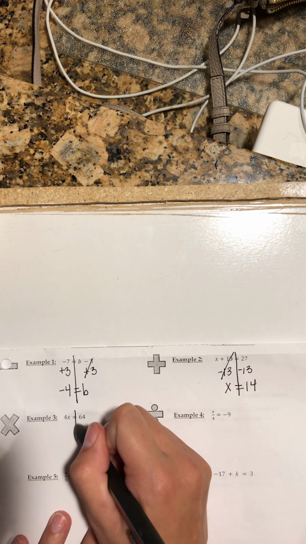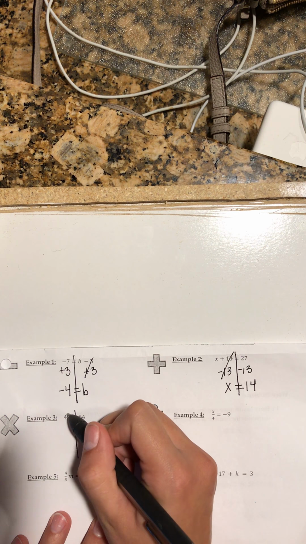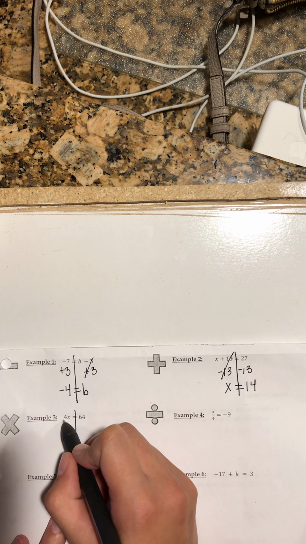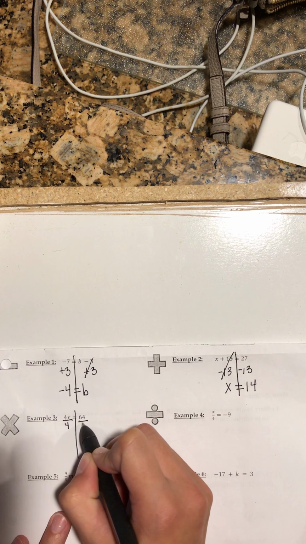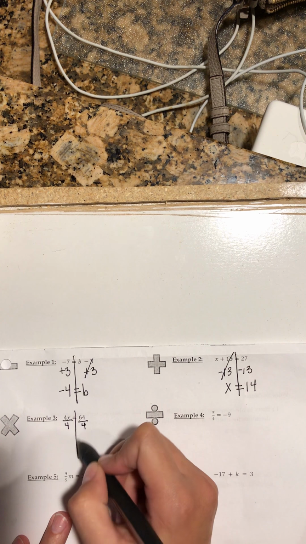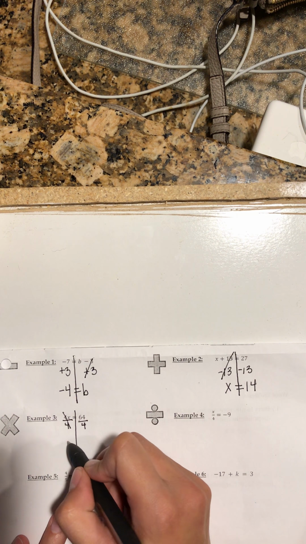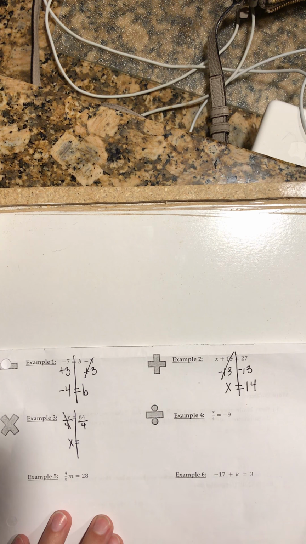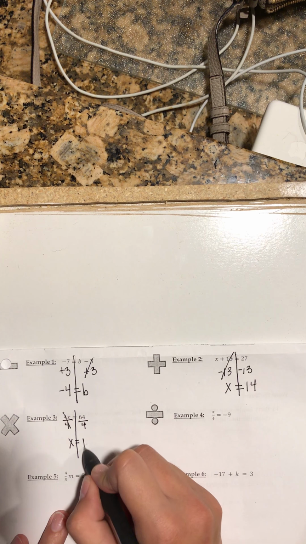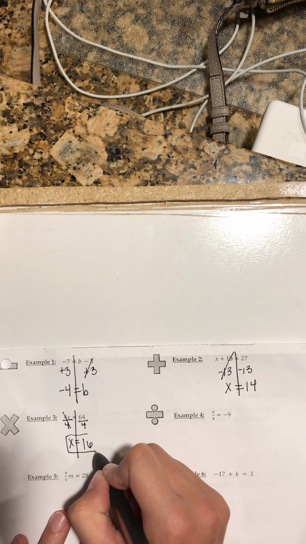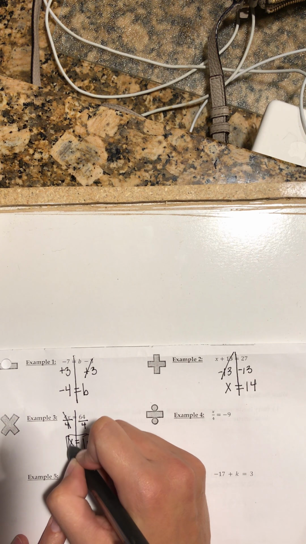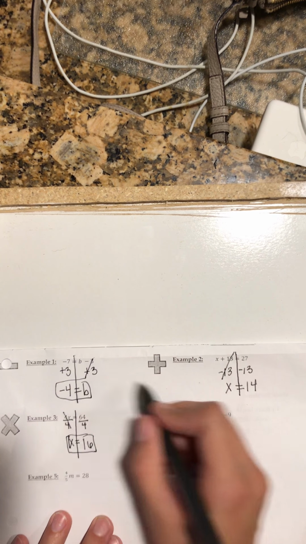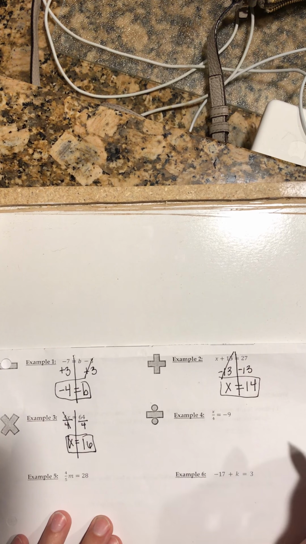If we look at example 3, you notice my variable is on the left-hand side. The variable is being multiplied by 4, and so the opposite of multiplying by 4 is dividing both sides by 4. Notice how I show it with the division bar. 4 divided by 4 cancels out and gives me 1x. 64 divided by 4 is 16. Once you have your variable by itself and the leading coefficient, or the number in front of that, is a 1, then you have solved your equation. So notice I've solved all 3 of those equations.